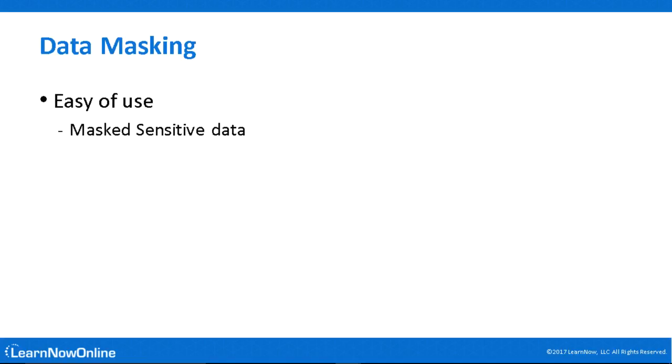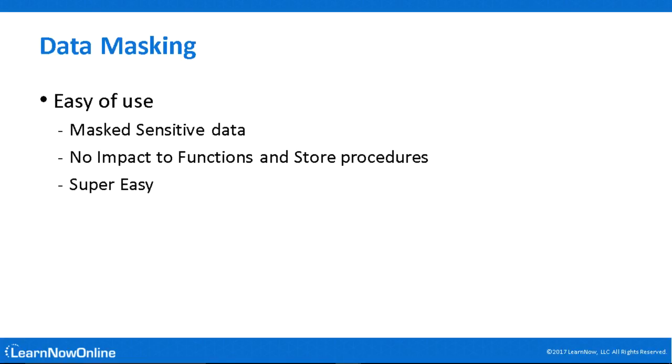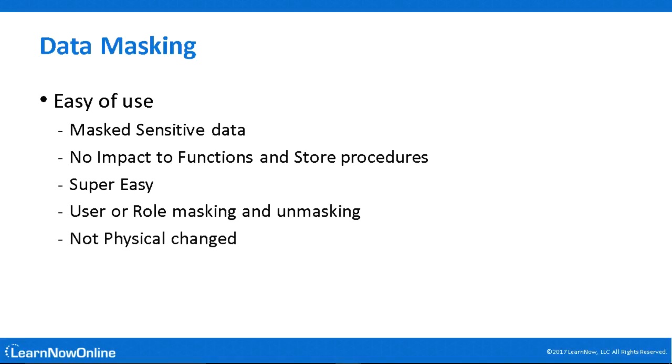Dynamic data masking has the following features. 1. It masks the sensitive data. 2. There's no impact on functions or stored procedures that use the masked data, or any other SQL statement after applying this mask. Of course, it is super easy, as you saw in the create table. You can also do an ALTER TABLE, ALTER COLUMN to provide the function for data masking. You can allow any database user or role to see unmasked data by simply a grant or revoke type statement. Same thing you use with any other security or permission.